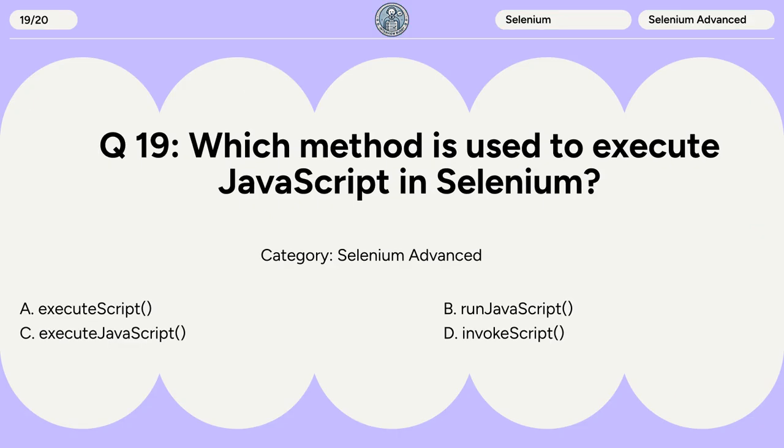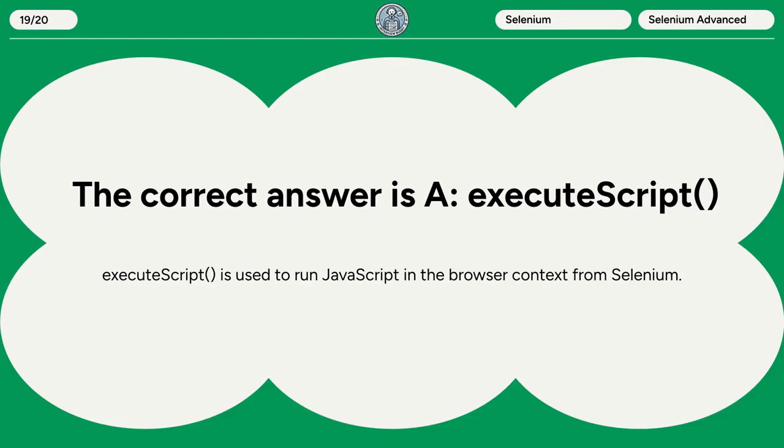Question 19. Which method is used to execute JavaScript in Selenium? A. Execute script. B. Run JavaScript. C. Execute JavaScript. D. Invoke script. The correct answer is A. Execute script. Execute script is used to run JavaScript in the browser context from Selenium.